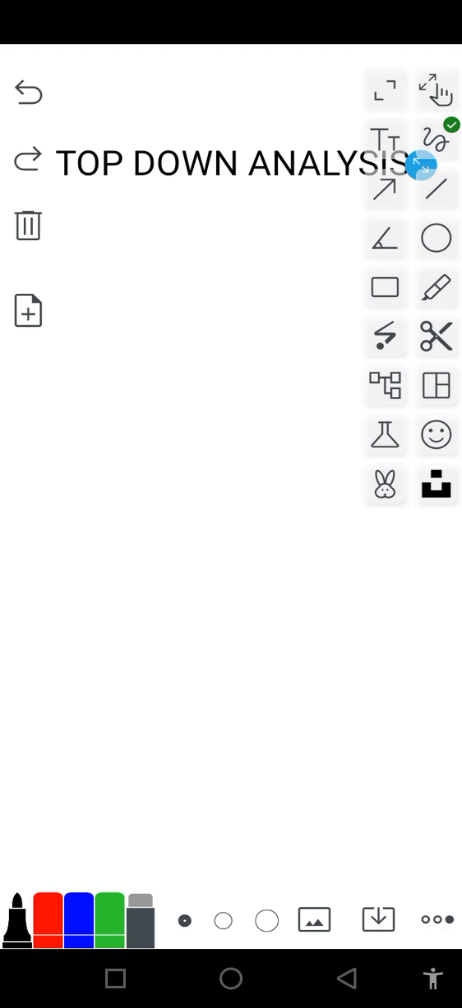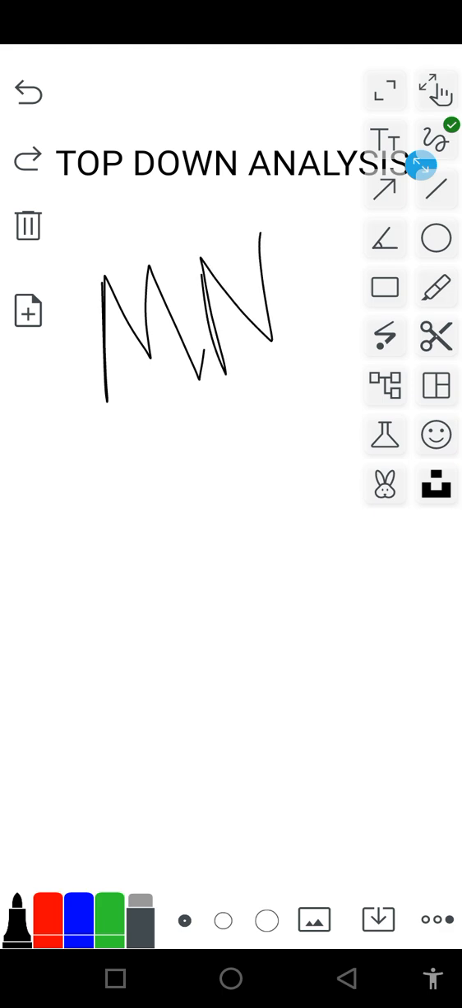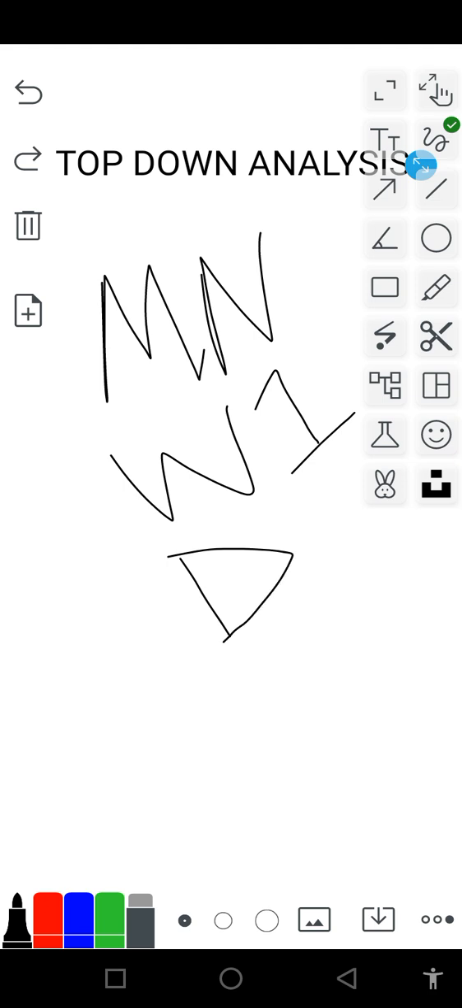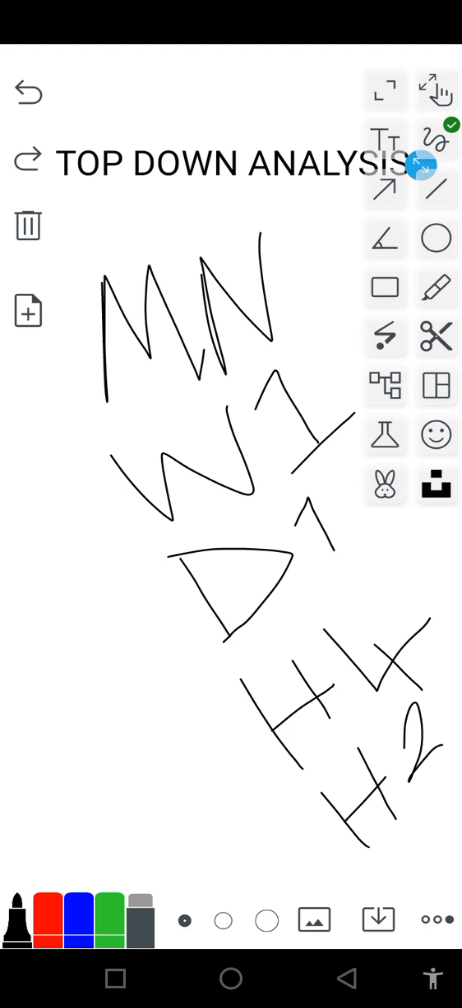For instance, the highest time frame we have on our chart is the monthly time frame, characterized as MN. Then after that we have the weekly, also known as 1 week or W1. Then we have the daily, also known as D1. Then we have 4 hours, then 2 hours, and after that 1 hour, which is the hourly time frame.